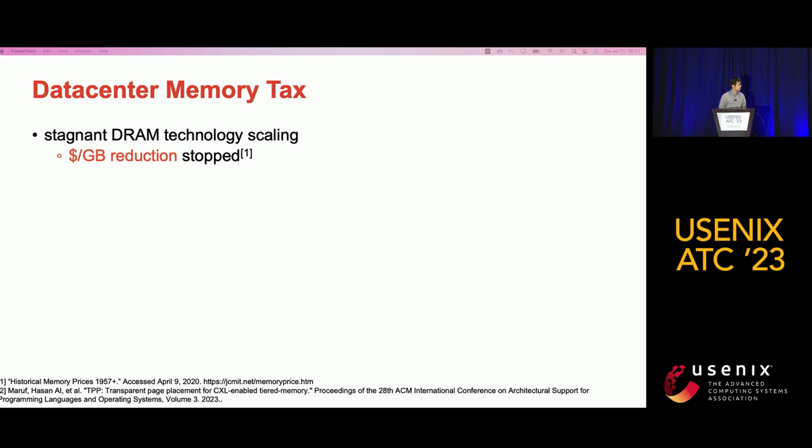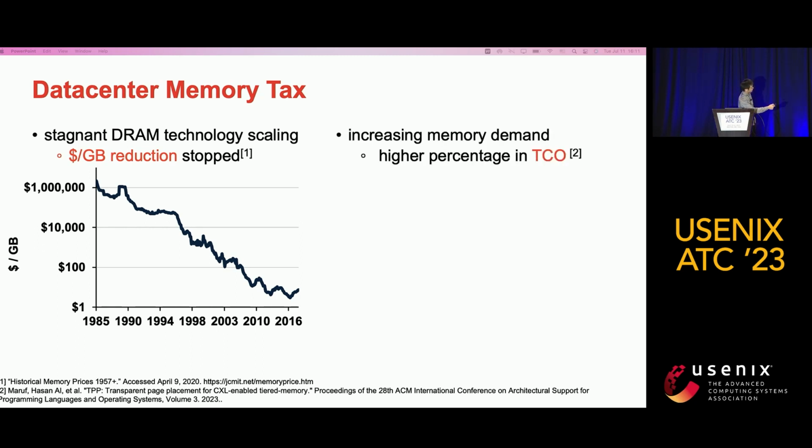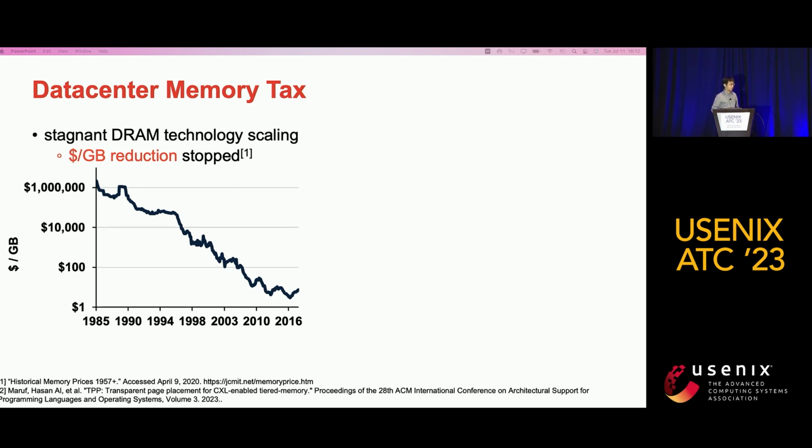OK, let's get started. Nowadays, there are two notable trends in data center memory. The first one is that stagnant DRAM technology scaling leads to a stop in the price reduction of DRAM. Here is the plot. The y-axis is the price per gigabyte for DRAM on a log scale, and the x-axis is time. As you can see here, around 2010, the price remains relatively stable compared with the past 50 years. It's not good news for the DRAM consumer, actually.